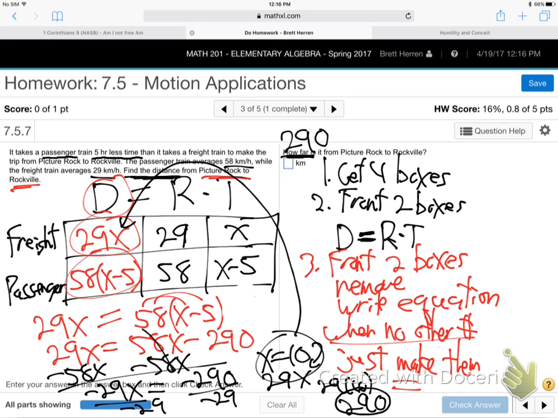All right, that was a lot of work. These travel ones are a lot of work, aren't they? Is that making sense? Let me run over it one more time.